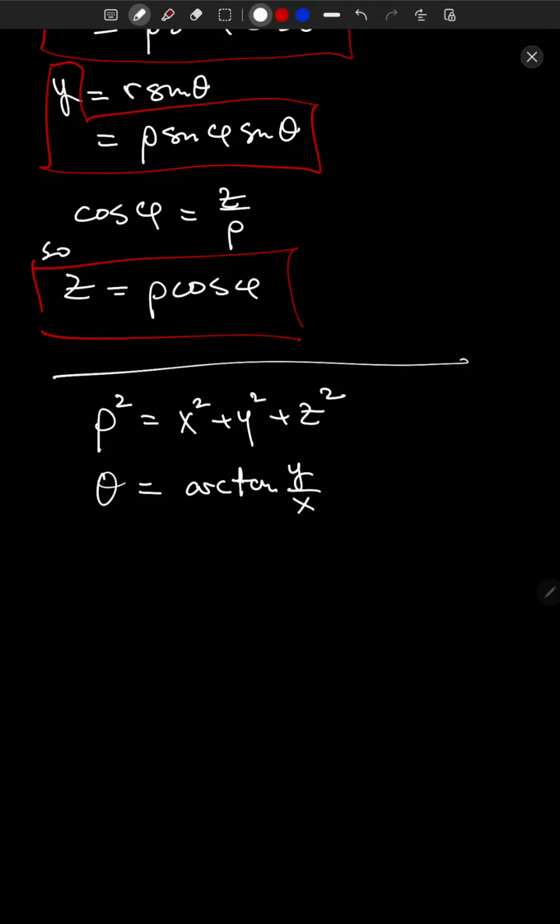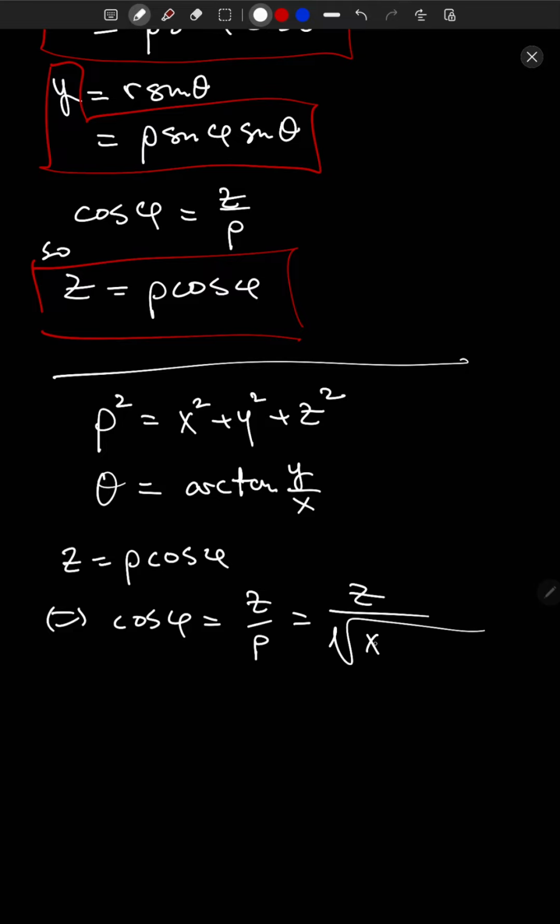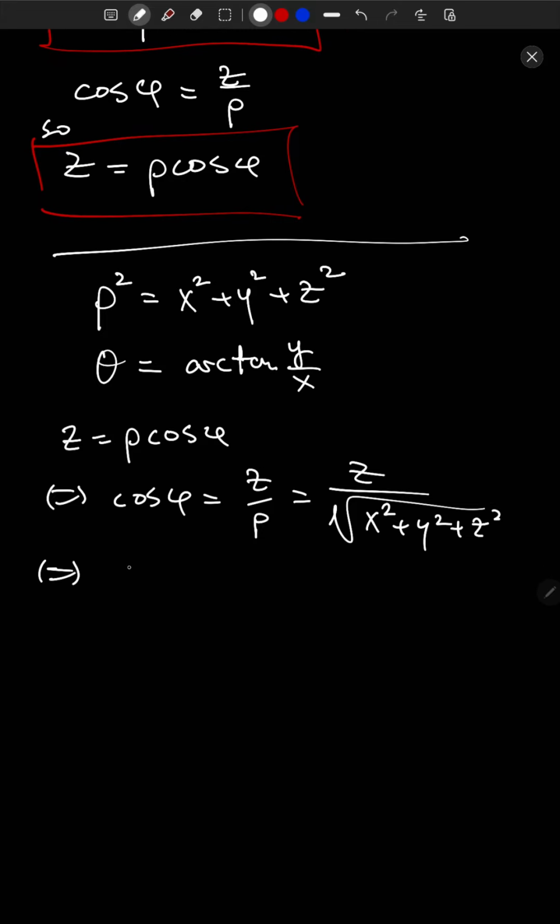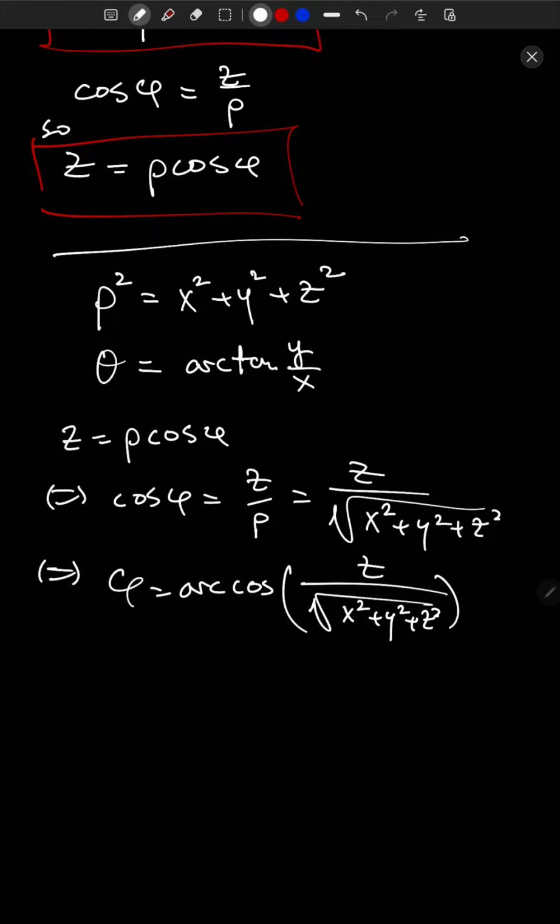Finally, we know z equals rho cos phi. So if we want to convert phi, well, cos phi is equal to z over rho, which is z over the square root of x squared plus y squared plus z squared. And then you can take your arc cosine on both sides.